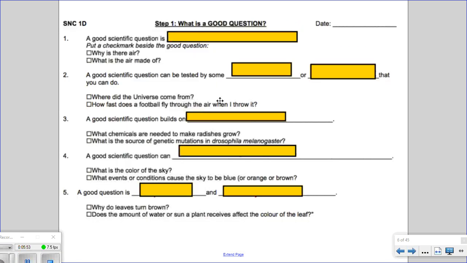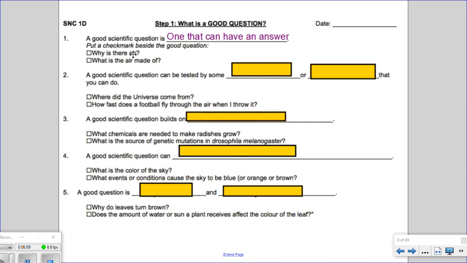So what is a good question? A good scientific question is one that can have an answer. We'll consider these two scenarios here, and we'll put a check mark beside what is a good question. We'll determine which is the better question.